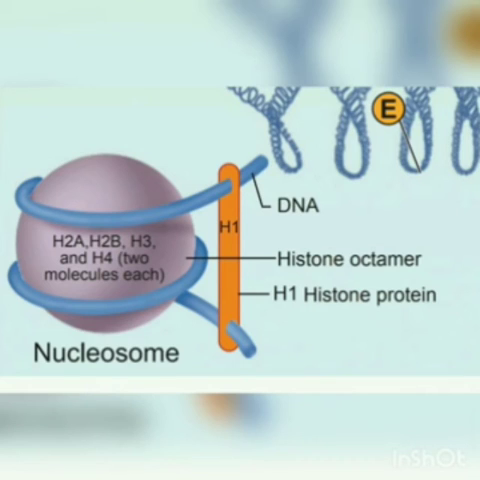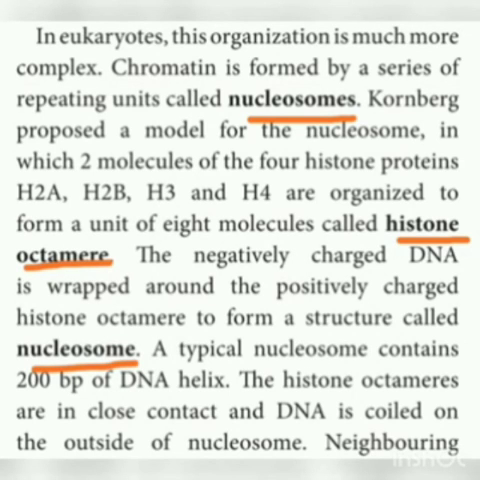And then what is meant by nucleosome? For nucleosome, you have to explain. So in eukaryotes, the organization is much more complex. The chromatin is formed by a series of repeating units called nucleosomes. Kornberg proposed a model for this nucleosome in which 2 molecules of 4 histone particles, H2A, H2B, H3 and H4, are organized to form the 8 molecules called histone octamer. So in this diagram you can see this. The negatively charged DNA is wrapped over the positively charged histone octamer to form a structure called nucleosome. So a very easy question, you can easily answer, read and write.